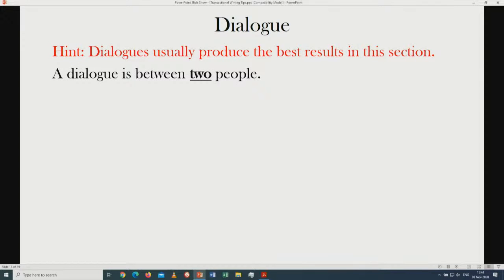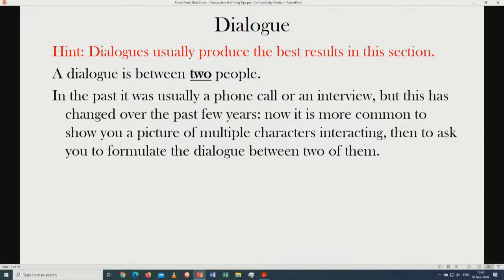Usually the dialogue is the highest score. It's between 2 people. Not 3, not 4, it's 2. Dia means 2. Dialogue, to speak. All right. And in the past it was always phone call or interview or something like that. But now they'll give you a picture and say, write out the conversation that is going on between these 2 people, which I think is brilliant, just by the way. I think it's an excellent, creative way of livening up a topic.